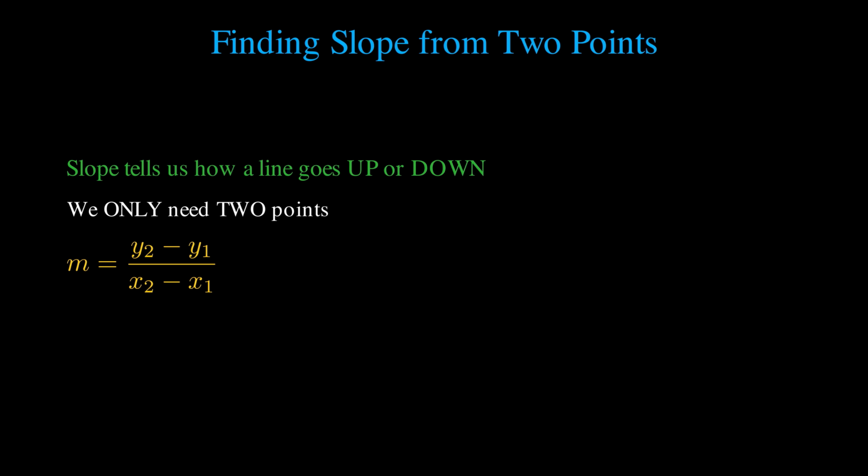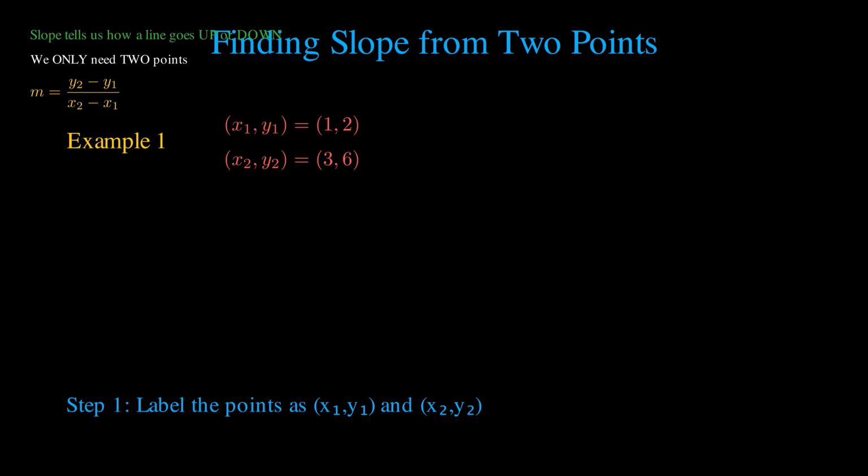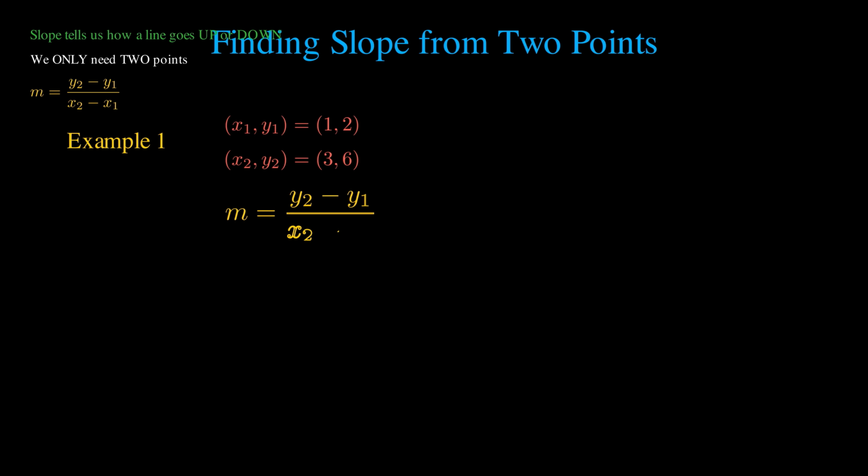To find slope from 2 points, start by labeling the first point as x1, y1, and the second point as x2, y2. Slope tells how much y changes when x moves right. Use the formula m equals y2 minus y1 over x2 minus x1. Subtract carefully.